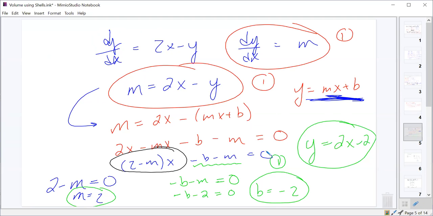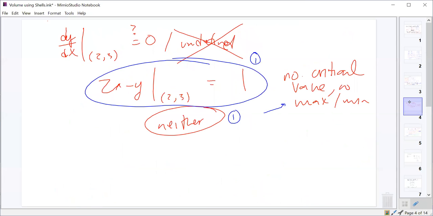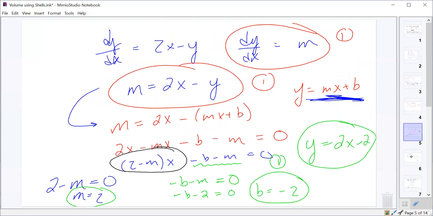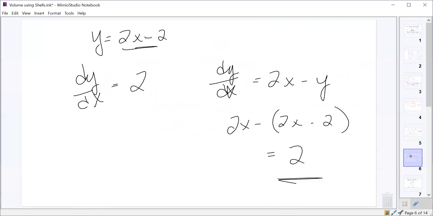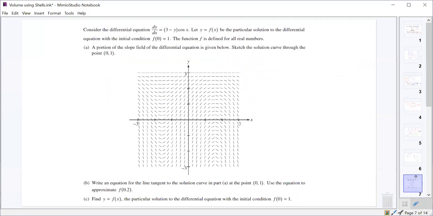Ryan, what's your question? C? No, C was neither because the derivative didn't equal 0 at that point that they gave us. The derivative was 1. Everybody good now there? Any other questions on that? Everyone's good?